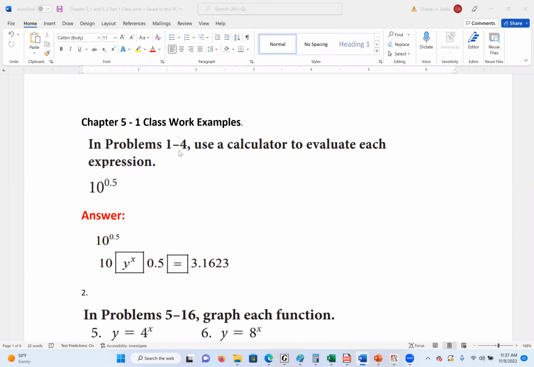Problems from 1 to 4 say we should use a calculator to evaluate each expression, and these expressions are exponential expressions. Again, they are very straightforward, so I use only one question. Here we have 10 to the power 0.5.